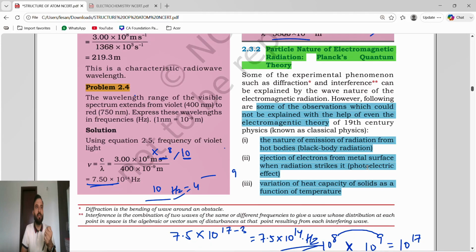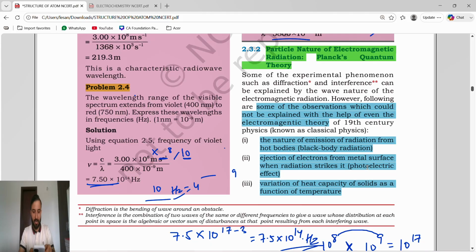Why black body? Normally we know that black color is a good absorber of heat, correct? That's why it's called black body radiation. So hot body is called a black body because a black body is a good absorber of heat, and that's why it will emit radiation properly. Second is the photoelectric effect.